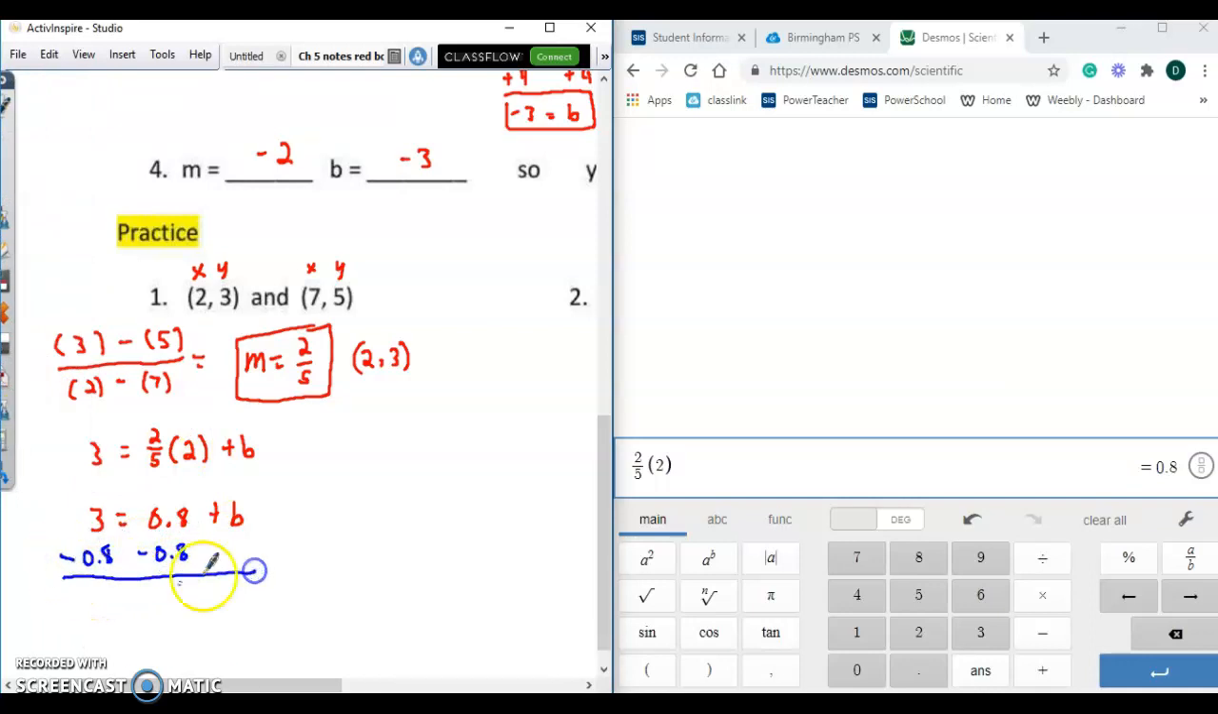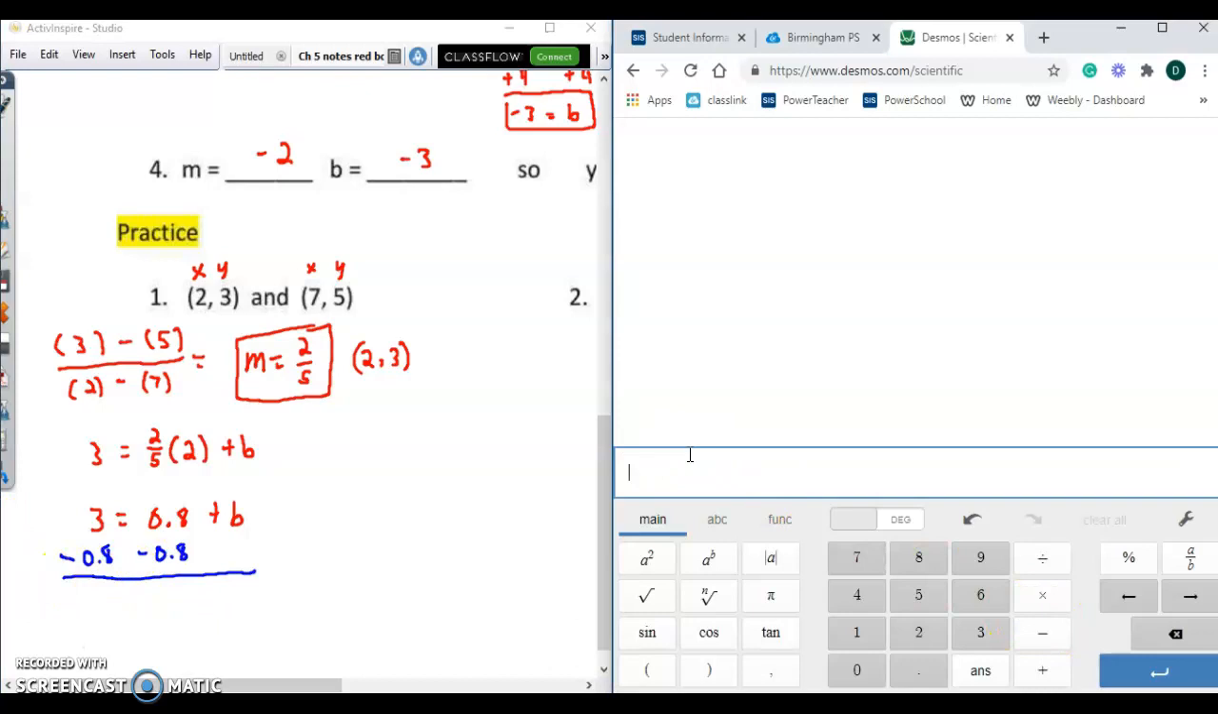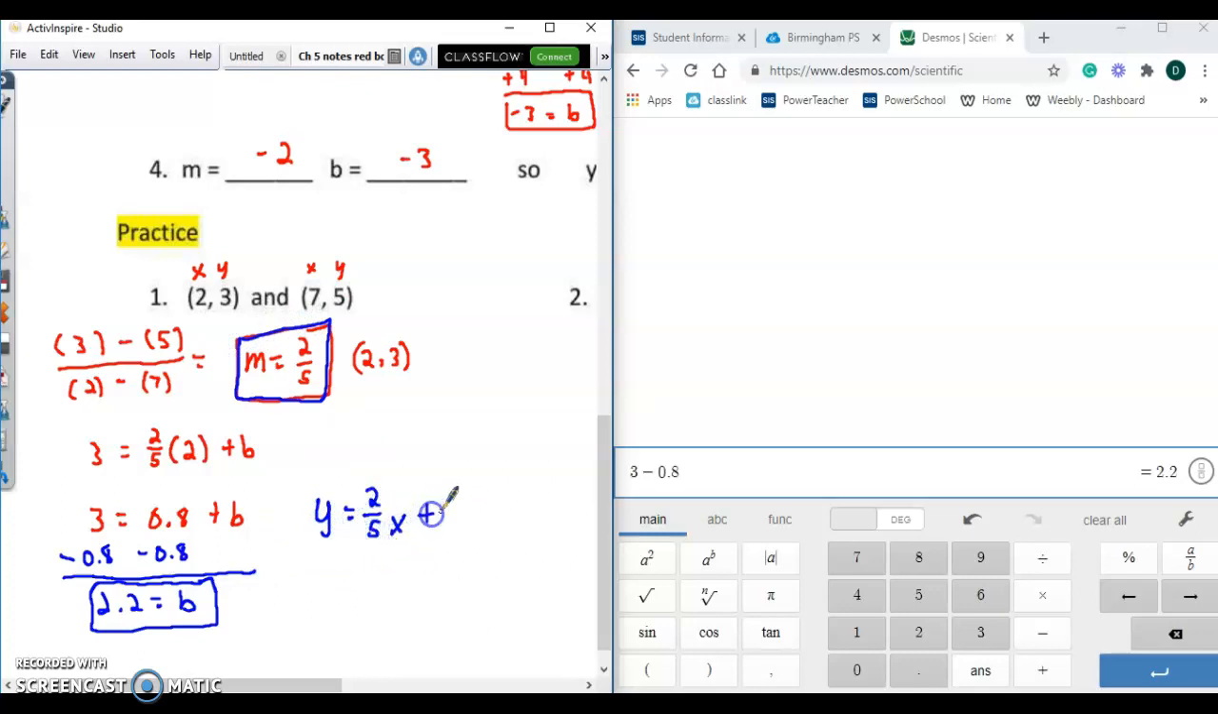All right, so I have 3 minus 0.8. Again, go back to your calculator to get this information. 3 minus 0.8. It gives us positive 2.2. So 2.2 equals my b. All right, I have my b now. I have my m. Now I can do the final step of writing my equation. Y equals 2/5 x plus 2.2.